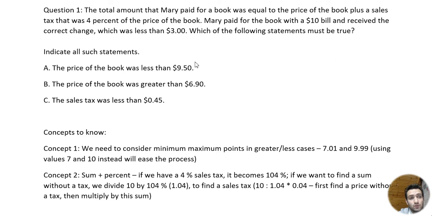The first is about the price of the book being less than, the second about the price of the book being greater than, and the third about the sales tax. The first concept that we need to know about this task is that we need to consider minimum and maximum points in the range from 7 to 10, not including 7 and not including 10, because they got a change that was less than 3. We should take the minimum at 7.01 and the maximum at 9.99.